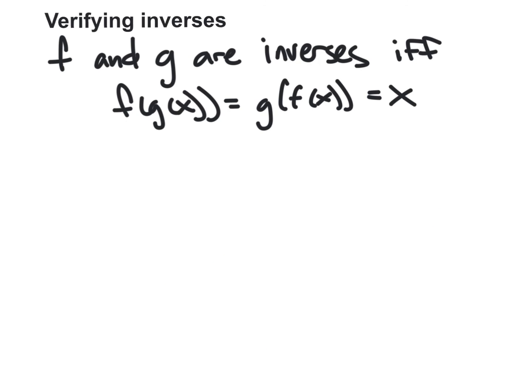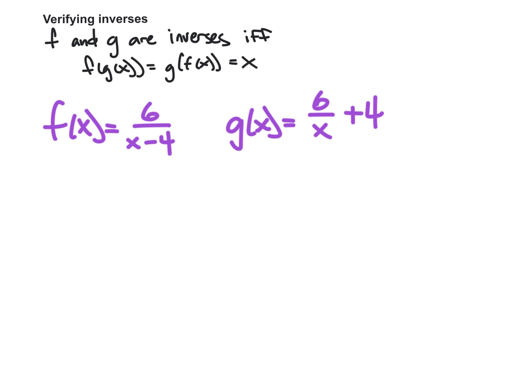All right, verifying inverses. One thing that we should remember from Algebra 2 is that f and g are inverses of each other if f of g of x and g of f of x both equal x. So let's see an example of that. All right, here we have two functions. f of x equals 6 over x minus 4, and g of x is 6 over x plus 4.